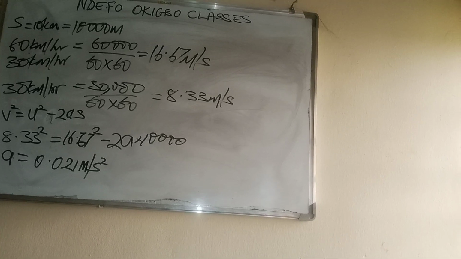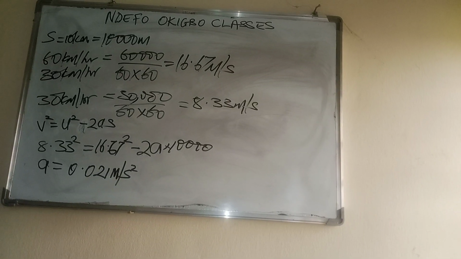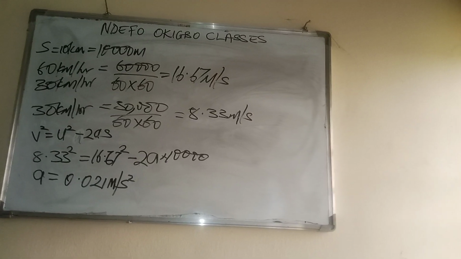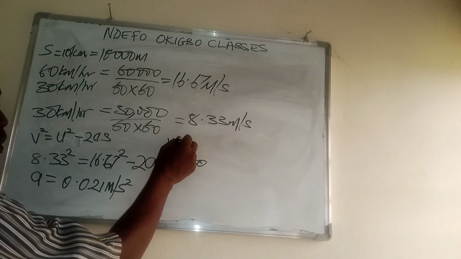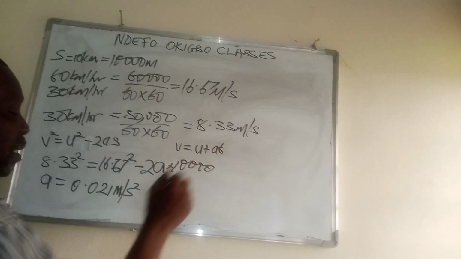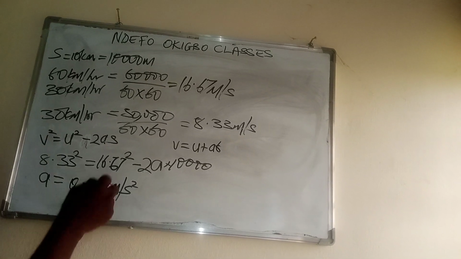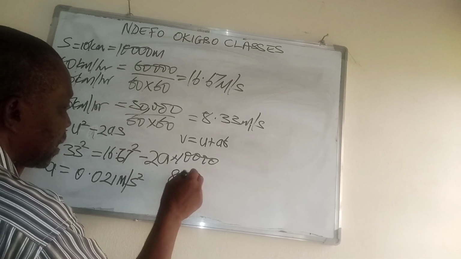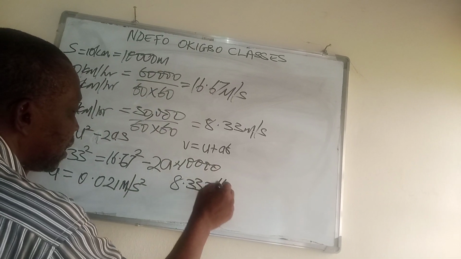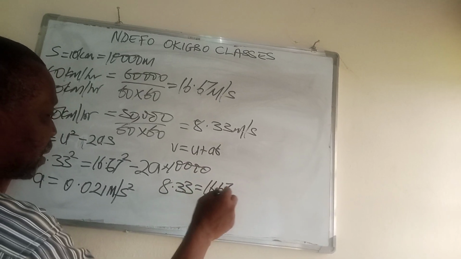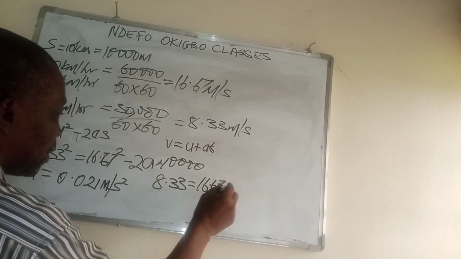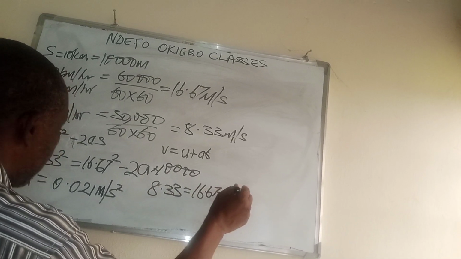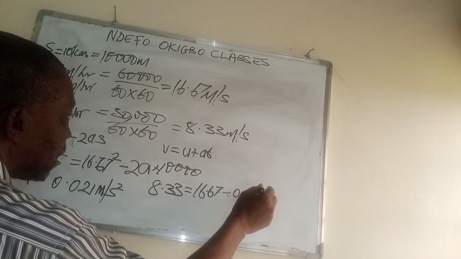Now, to get the time, because the question says get the deceleration and get the time of deceleration, I can use the first equation: V equals U plus AT. I have V, 8.33, equal to 16.67, the initial velocity, plus A, in this case minus 0.021, times time.